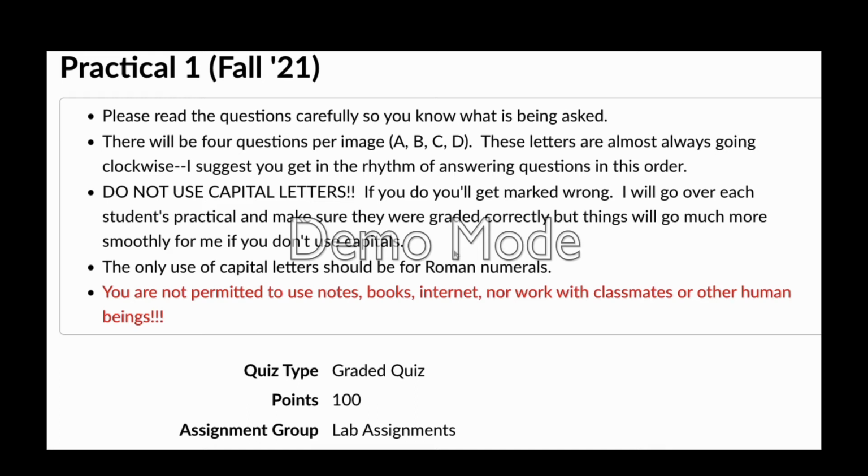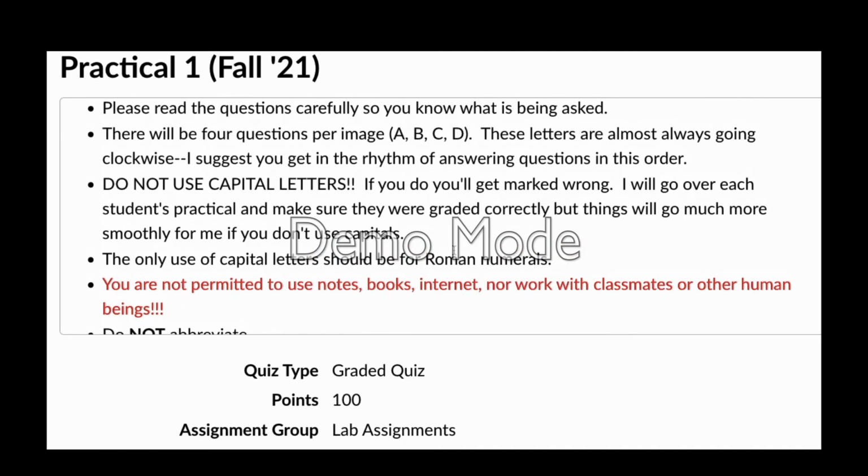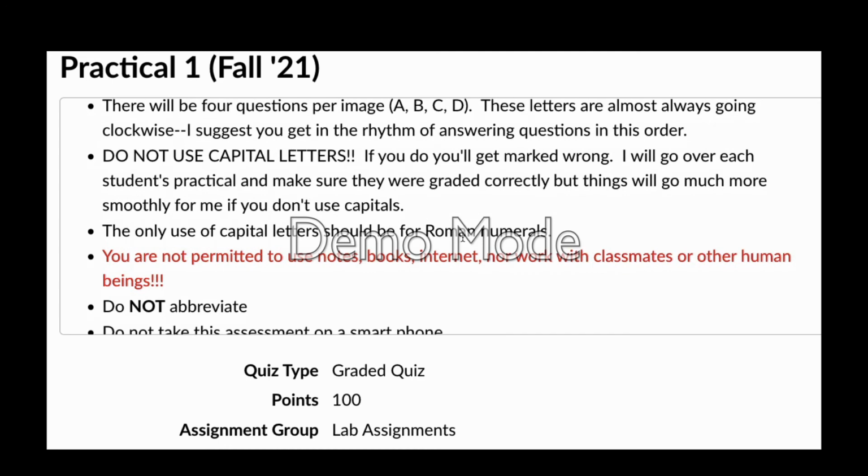Now, that doesn't mean you are going to be wrong. I will have to go over everyone's exam individually. And if you put a capital F for femur, you're still going to get it correct. But I just need to go through and rectify all those incongruities with the answer key. So please don't worry if you're marked wrong for something that you know is correct. I will go over those again. But it will make things easier for me if you don't use capital letters. The only time you should use capital letters is if you're using Roman numerals for, say, the phalanges.